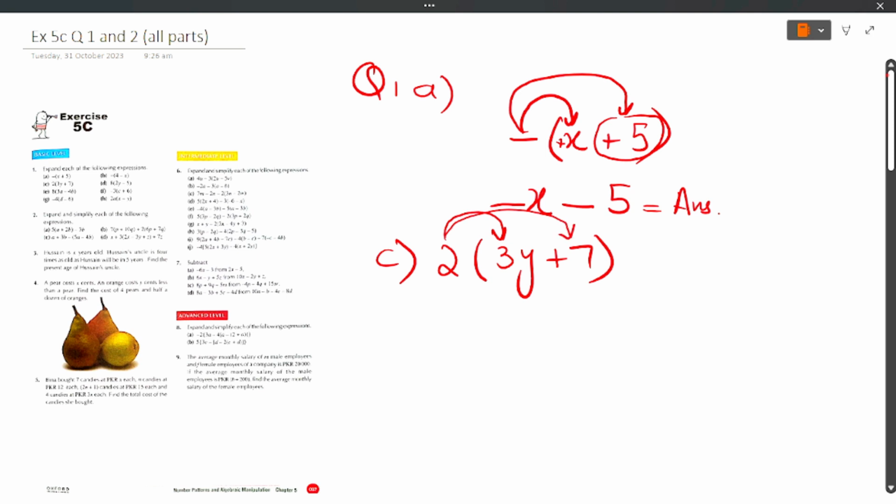So 2 3 times. Mustafa, you are not looking at the board, yeah. 2 3 times 6. And what is next? Y. It is with the coefficient. Variable y is there and the constant 6 is here. Then plus y 7. 2 is going to multiply with the 7 as well. So 2 7 times 14. This is the answer.